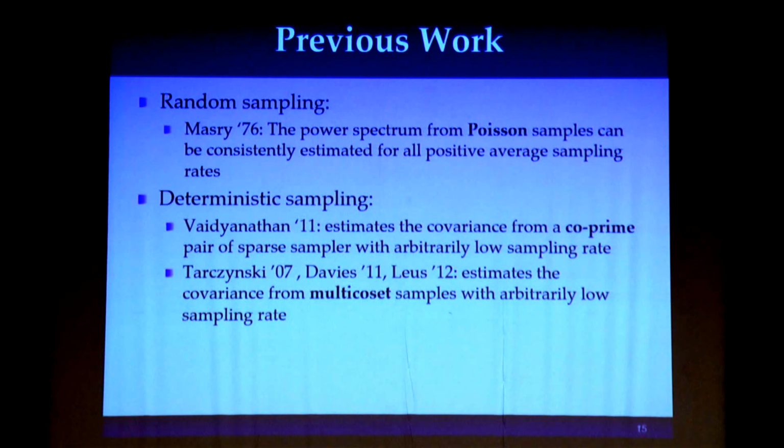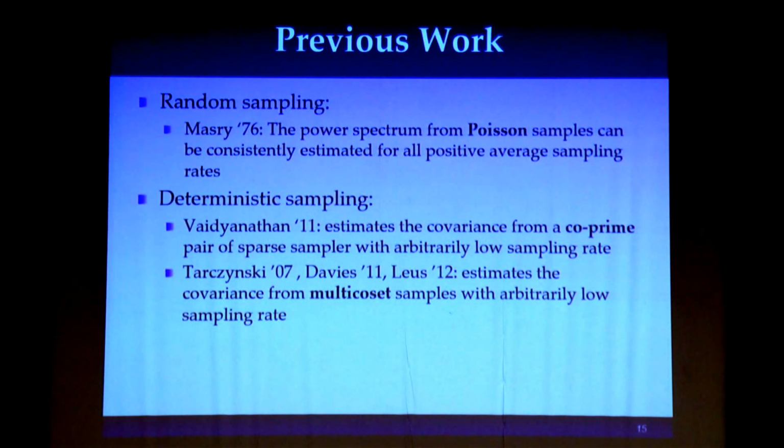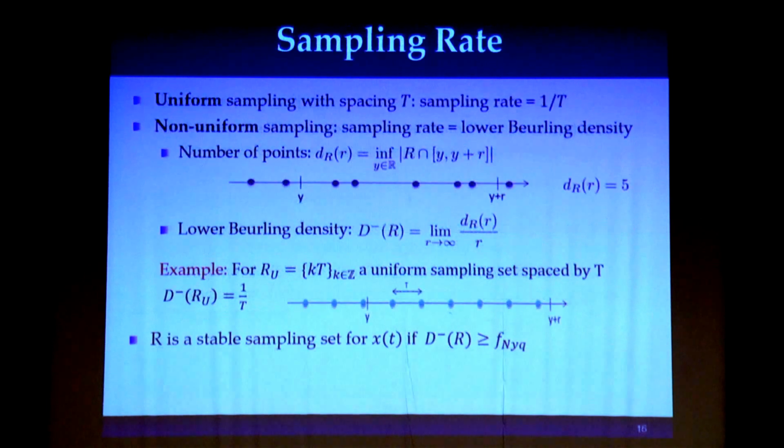So this question has been looked at over the past half century. First, people looked at random sampling and especially Poisson sampling. But if we want to do something practical, we need deterministic sampling. And specific schemes have been looked at, especially coprime and multi-coset sampling. But what we want to do is to develop something general, and we want to understand what are the conditions on the sampling set in order to recover the covariance.